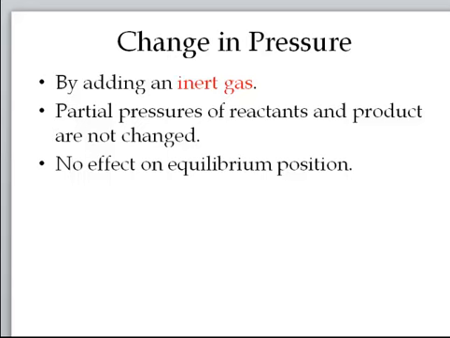What happens is that the partial pressures of the reactants and products are not changed. All right. So since we don't change the partial pressures of the gases, and remember when we were calculating Kp back in the day, right? Kp, it was all about the pressure of the products over the pressure of the reactants, right?